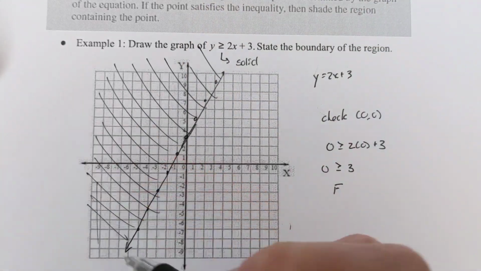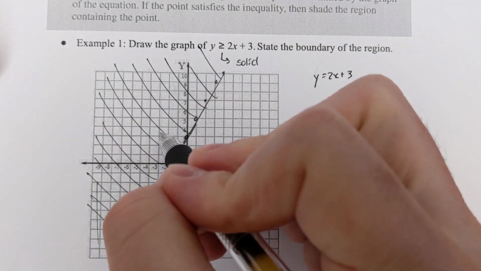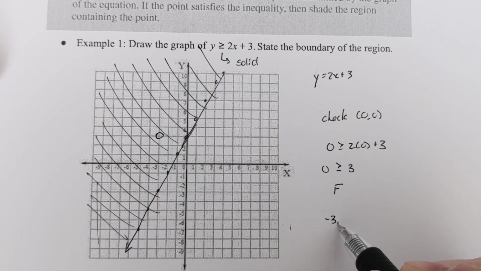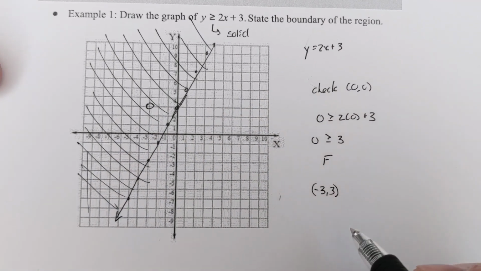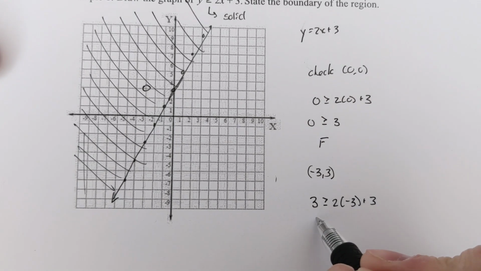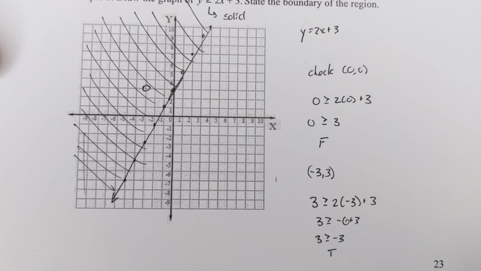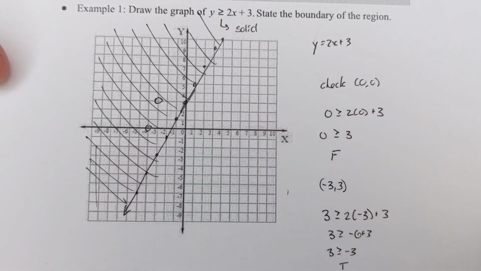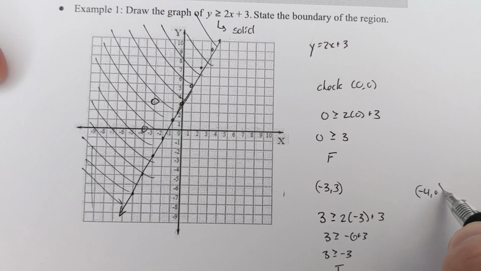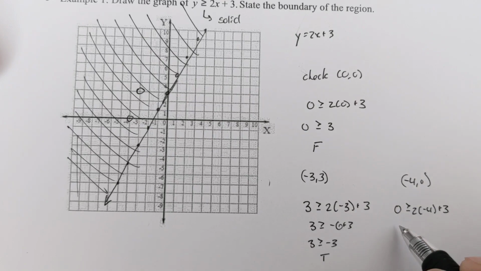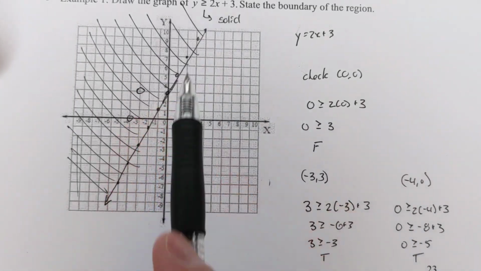So any point from this shaded region would satisfy the inequality. For example, that point there is (-3, 3). If I check that point: 3 greater than or equal to 2 times -3 plus 3, 3 greater than or equal to -6 plus 3, 3 is greater than or equal to -3. This statement is true, and that's true for any point I pull from over here. So if I do the point (-4, 0), I should get a true statement. 0 greater than or equal to 2 times -4 plus 3, 0 is greater than or equal to -8 plus 3, 0 greater than or equal to -5. Also true. So any point from the shaded area will make my inequality true.